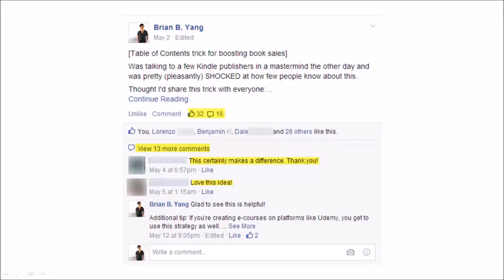Step number 3 is to create content addressing popular problems and provide solutions. I know that most Kindle book publishers are struggling with their sales numbers. So I posted this post teaching a simple trick to tweak the table of contents for these Kindle books for improving sales. And you can see that a lot of people liked it. 32 people liked the post and I got a lot of comments on it.